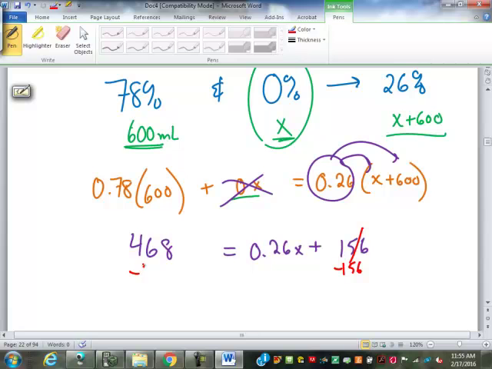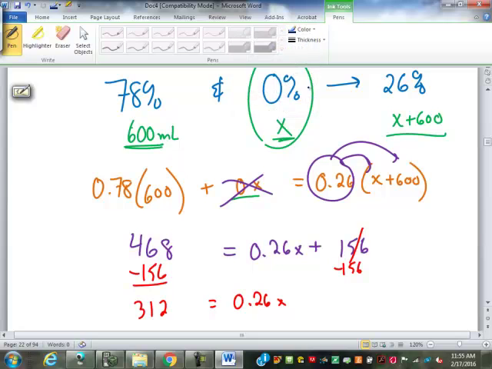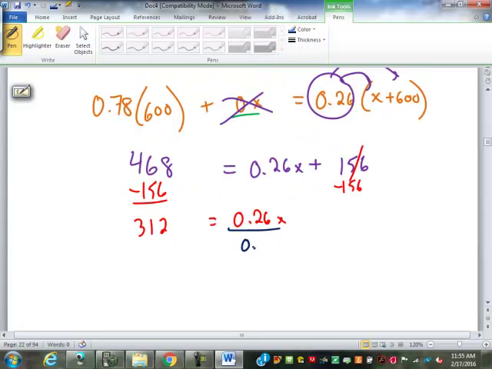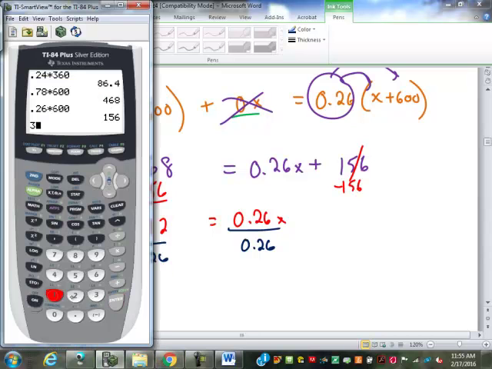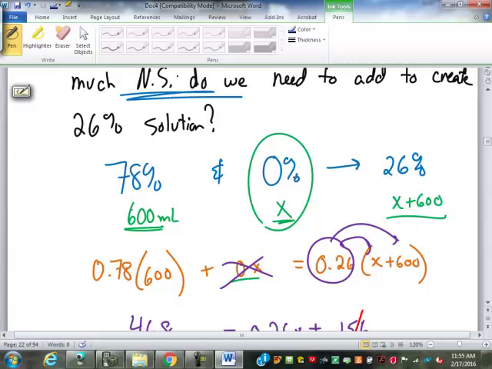We subtract 156. That's 312. And we will divide by 0.26. So 312 divided by 0.26. 1200. So X is 1200. Again, let's go up and make sure we've answered our question. Yes. X is 1200 milliliters. That's the amount of our NS, or a 0% solution that we wanted to add.